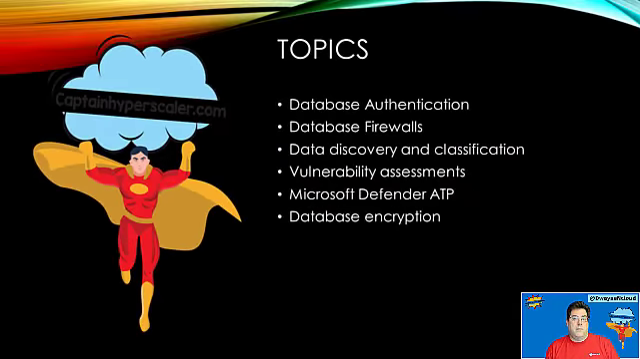So today we're going to talk about databases, and like I said, primarily around SQL, but some of this applies to other platform service database environments that you might have within the Azure environment. We're going to talk about database authentication, database firewalls, which is a little bit different than Azure firewalls, discovery and classification, vulnerability assessments in SQL, Microsoft Defender, advanced threat protection, and database encryption.